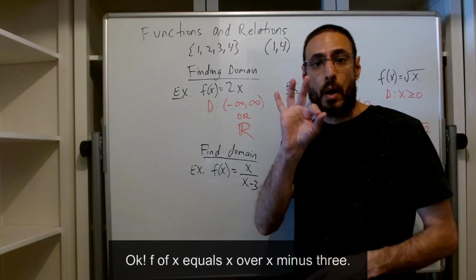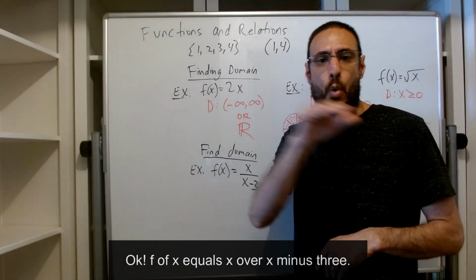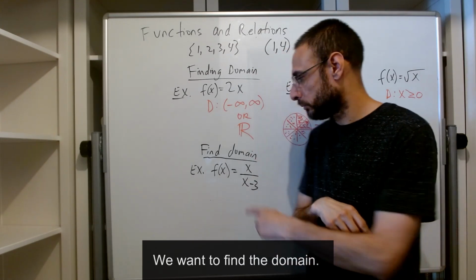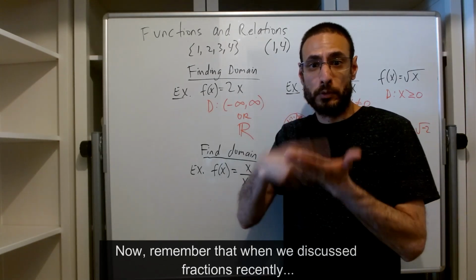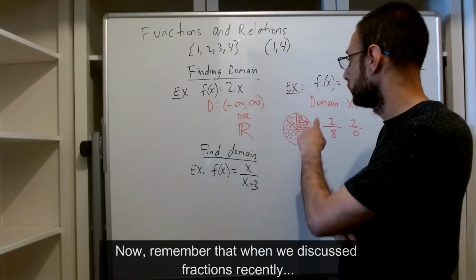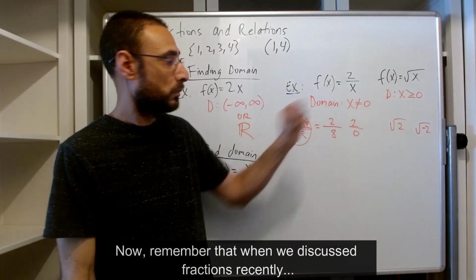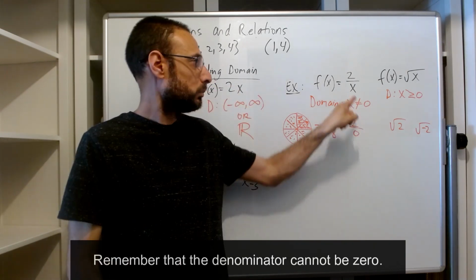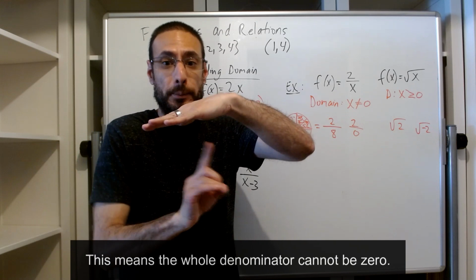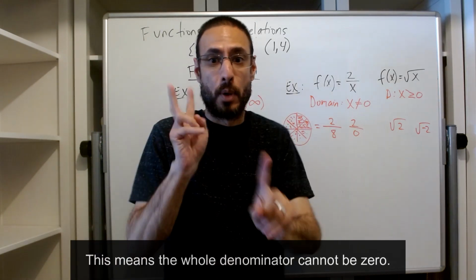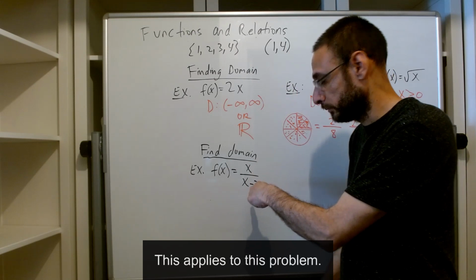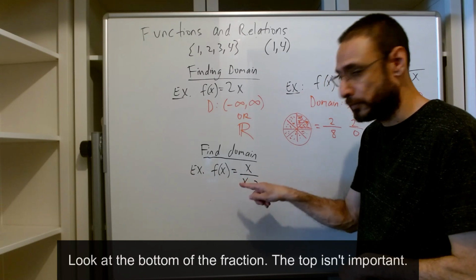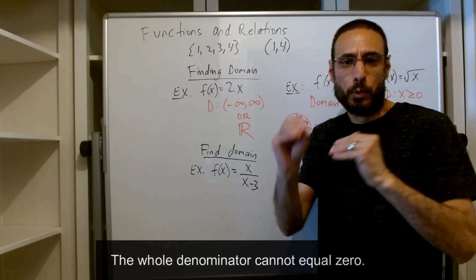Okay, f of x equals x over x minus 3. We want to find the domain. Now, remember that when we discussed fractions recently, remember that the denominator cannot be 0. This means the whole denominator cannot be 0. This applies to this problem. Look at the bottom of the fraction. The top isn't important. The whole denominator cannot equal 0.